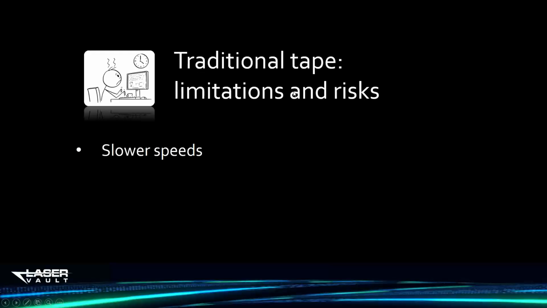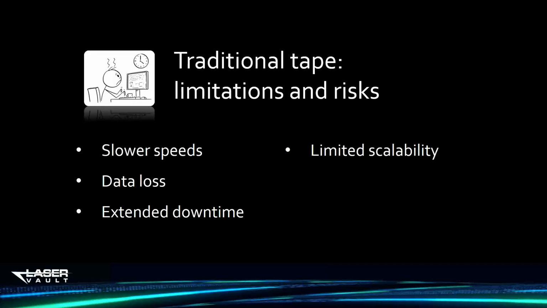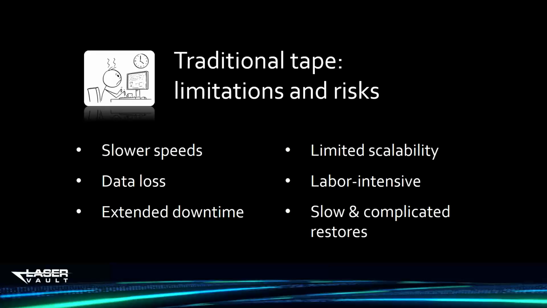So let's talk about traditional tape and its limitations and risks. Probably the number one complaint about traditional physical tape would be slower backup speeds compared to a virtual tape solution. Data loss in terms of mislabeled tapes, defective tapes during restore attempts, lost tapes. These things can also cause extended downtime if you're not able to restore something from a physical tape. Limited scalability. Number one, you're having only one copy of your backup, whereas in a virtual tape solution, 2 copies are possible with the replication capabilities.